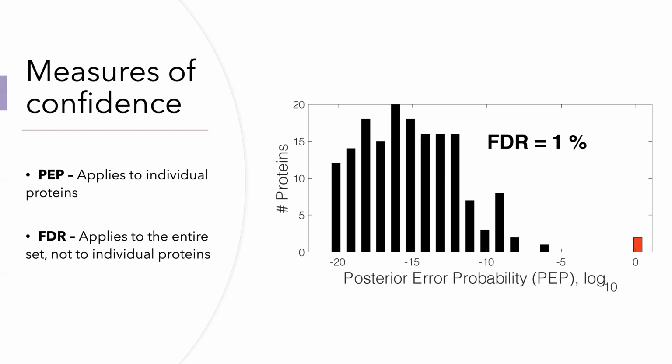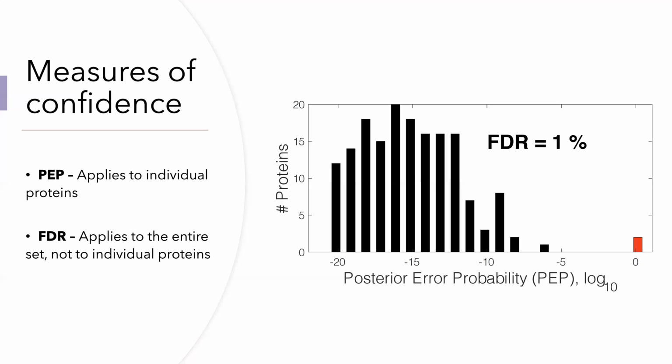In contrast, the false discovery rate is an example of a measure that applies to a subset of proteins. It does not give you the confidence in the differential abundance of a particular protein, rather it gives you the confidence for an entire set of proteins. And in that context, it is important to realize that a set of proteins that is defined as differentially abundant at a very low false discovery rate may contain proteins that are certainly not differentially abundant.